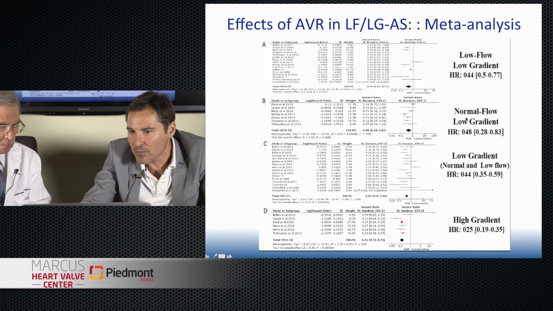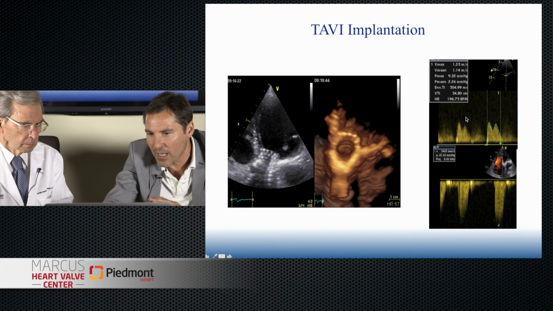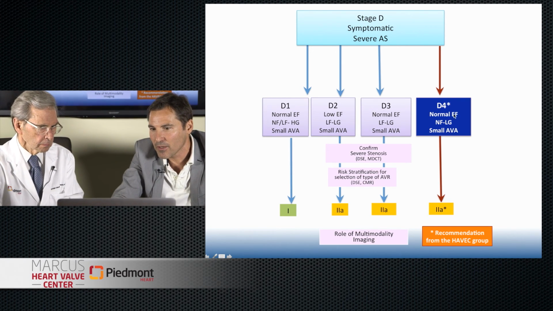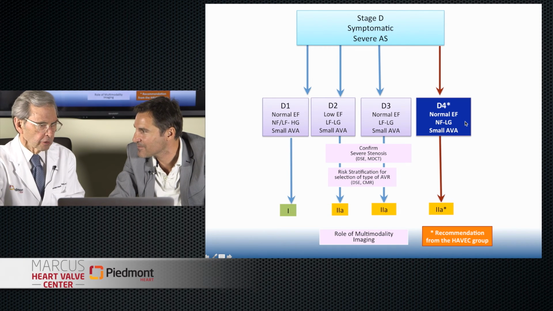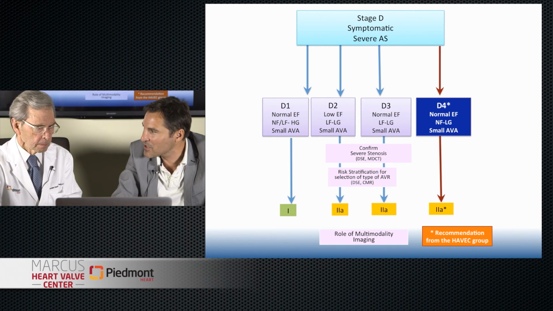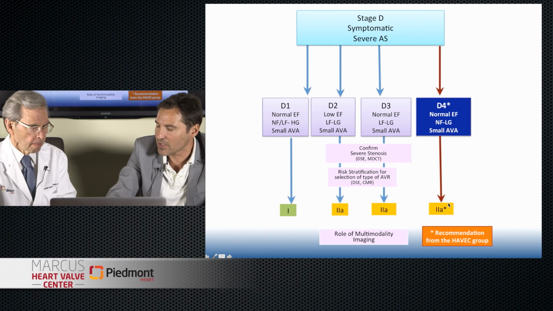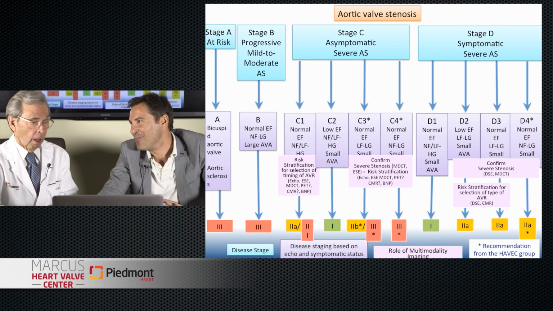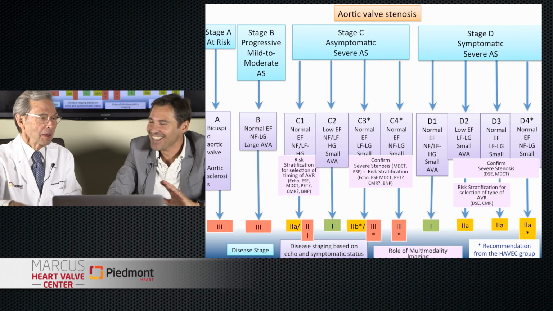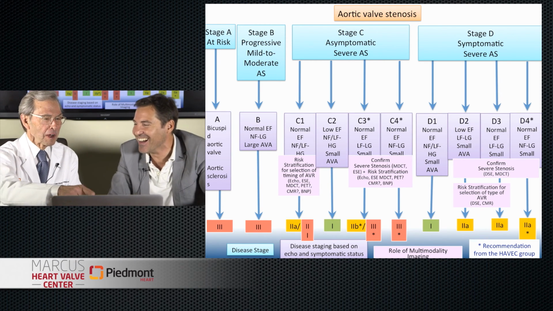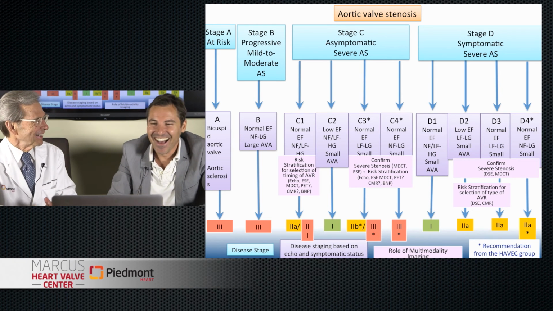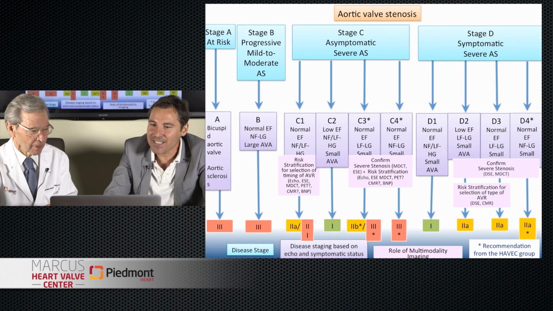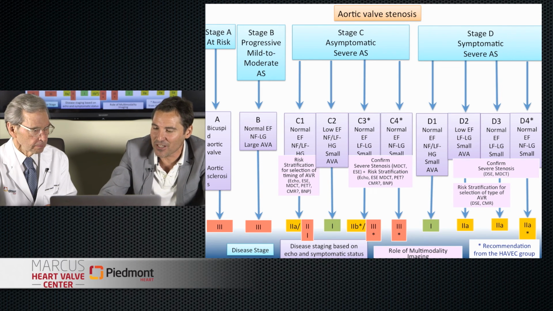So I think that maybe in the future we should define a D4 category. Interesting point, because maybe these patients can also benefit from aortic valve replacement. So this could be very complex. It's not practical. Doctor, where am I on this curve? I don't know. It's impossible to use in daily practice, but it's very interesting from a pathophysiological point of view.